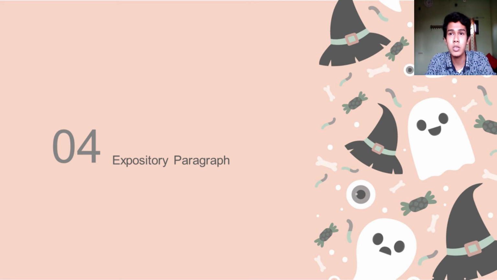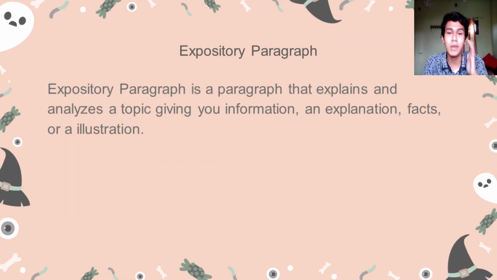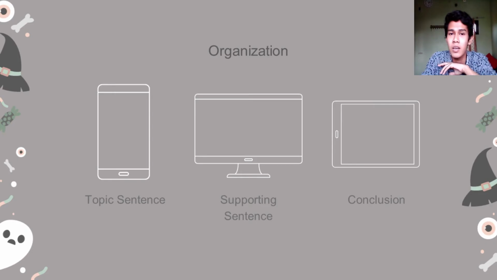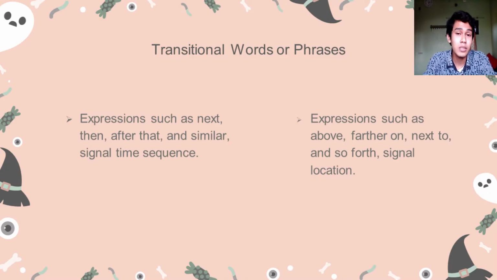Fourth is the expository paragraph. An expository paragraph is a paragraph that explains and analyzes a topic, giving you information and explanation, fact, or illustration. The organization is first the topic sentence, supporting sentences, and conclusion. Next, the transitional words or phrases, expressions you can add in the expository paragraph.